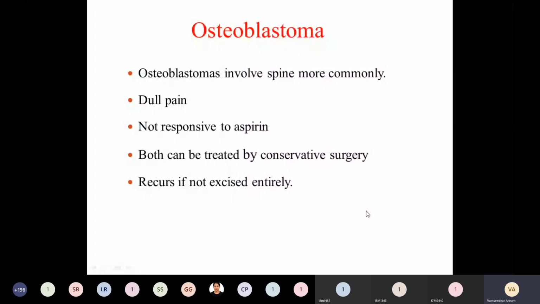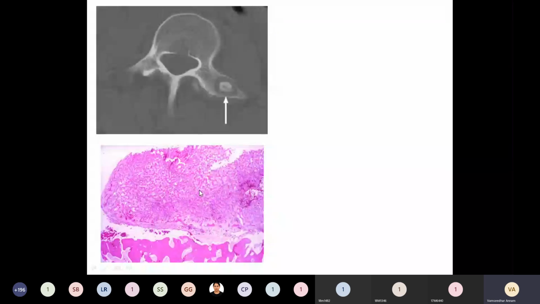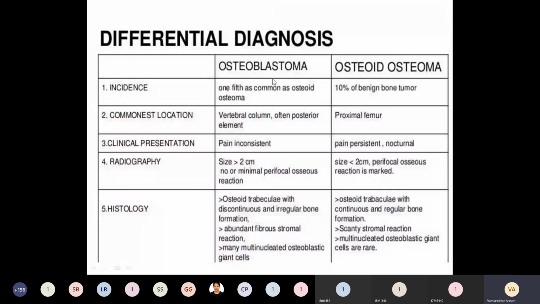So here you can see that lesion. Then this is that histopathological section wherein the bone trabeculae are arranged haphazardly. So what is the differential diagnosis between this osteoblastoma and osteoid osteoma? In osteoid osteoma, more osteoid trabeculae with continuous and regular bone formation is seen. Stromal reaction is very less.